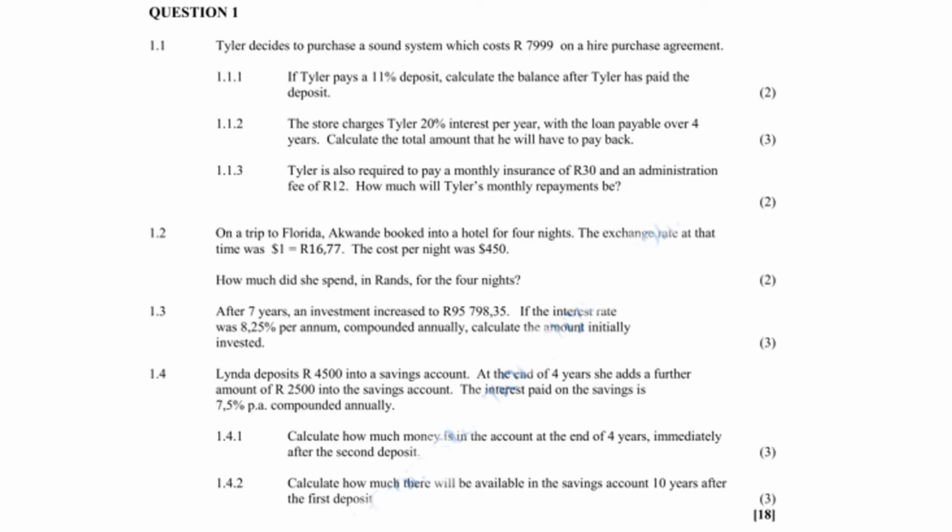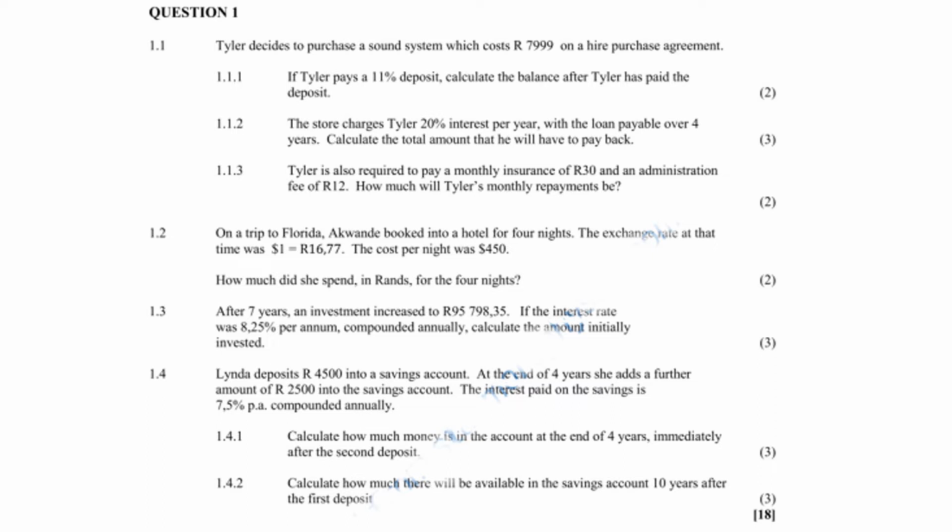1.4 says Linda deposits 4,500 rands into a savings account. At the end of 4 years, she adds a further 2,500 rands into the savings account. The interest paid on the savings is 7.5% per annum, compounded annually. And then we have 1.4.1, which says calculate how much money is in the account at the end of 4 years, immediately after the second deposit.